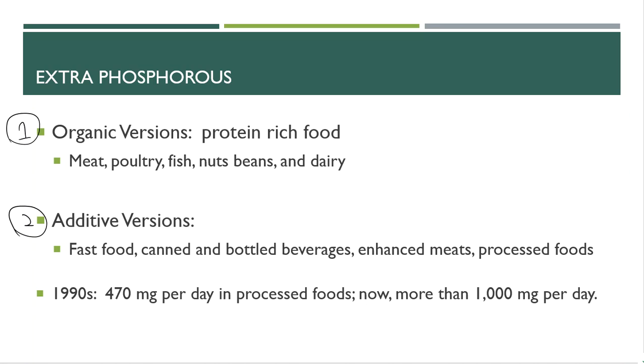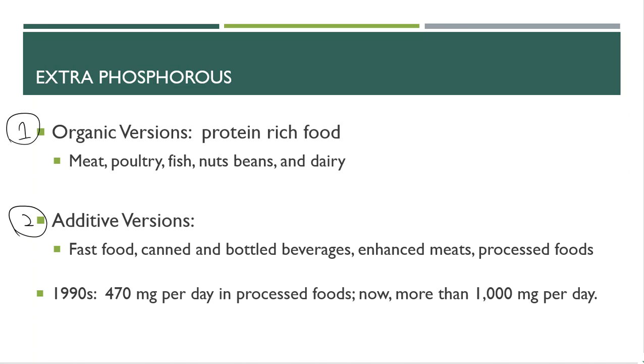These additive versions of phosphorus will come from mainly fast food. If you love that McDonald's Big Mac and French fries, well, you're probably eating some phosphorus because of that. Canned and bottled beverages. Well, what are canned and bottled beverages? This would be something like your sodas, right? Your Cokes, your Pepsis, your Mountain Dews, your Sprites. Does that have phosphorus? It's a canned and bottled beverage. What about beer? Beer's canned and bottled. Does that have phosphorus?